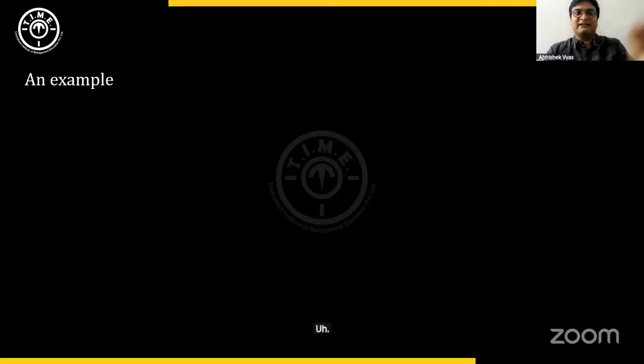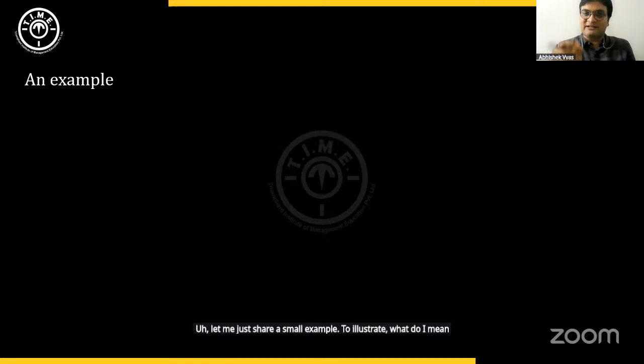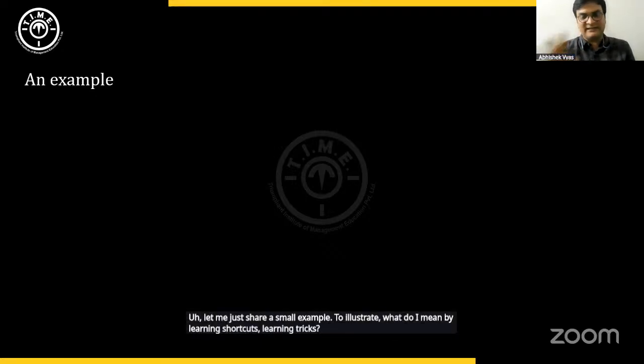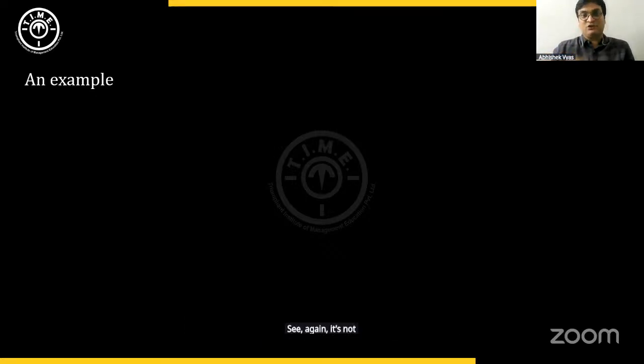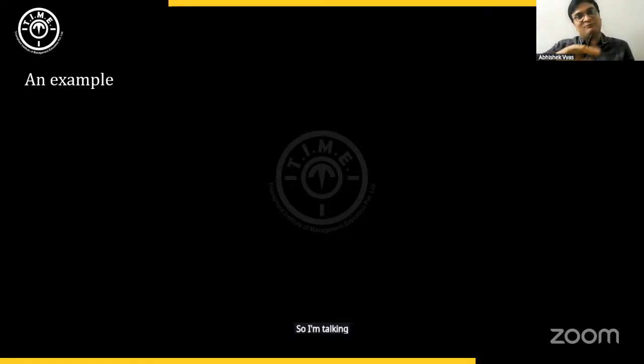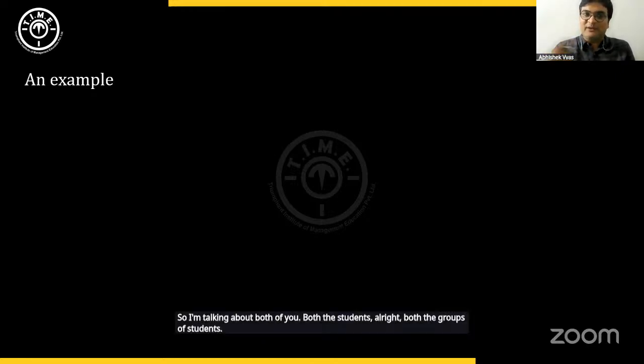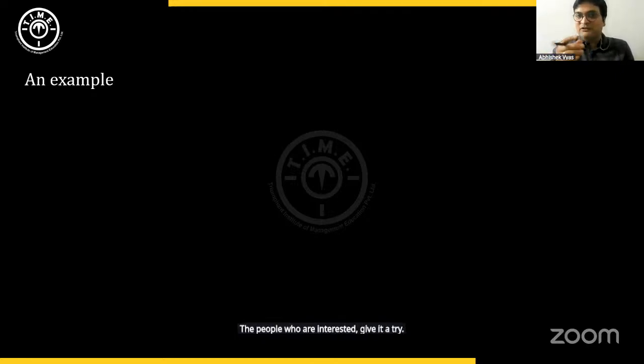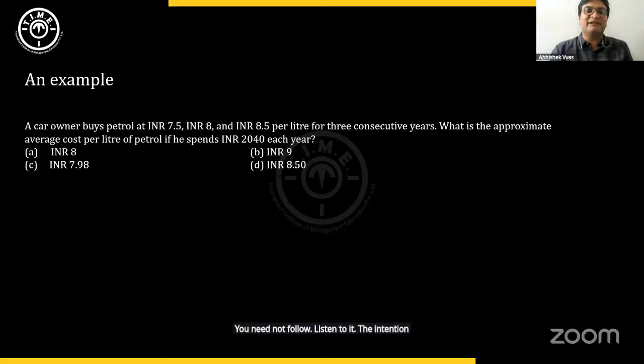Let me just share a small example to illustrate what I mean by learning shortcuts, learning tricks. Again, it's not mandatory that you follow, because some of you might be out of touch with mathematics. Others could be really interested. So I'm talking about both groups of students. The people who are interested, give it a try. People who are out of touch, listen to it. You need not follow, but listen to it. The intention is more important than the solution.